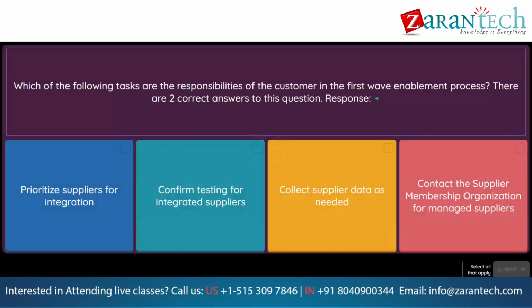Question: which of the following tasks are the responsibilities of the customer in the first wave enablement process? There are 2 correct answers to this question. Response: Option 1: prioritize suppliers for integration. Option 2: confirm testing for integrated suppliers. Option 3: collect supplier data as needed. Option 4: contact the supplier membership organization for managed suppliers.